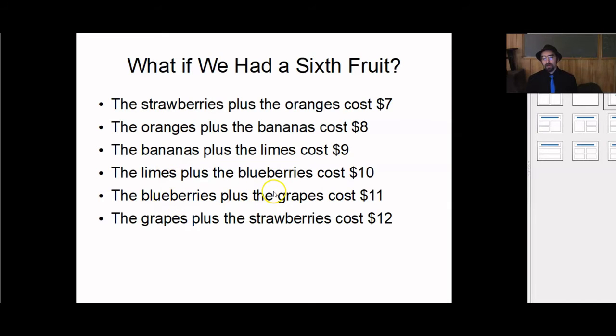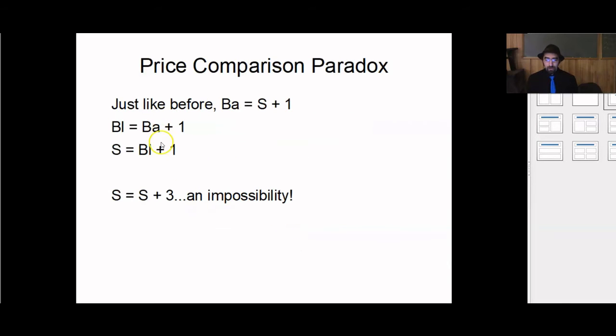Because we say blueberries and grapes cost 11, strawberries and grapes cost 12, so strawberries cost 1 more than blueberries. So we get strawberries cost 1 more than blueberries, which cost 1 more than the bananas, which cost 1 more than strawberries. Which means that strawberries cost 3 more than themselves, which is an impossibility. So we know something doesn't add up here.